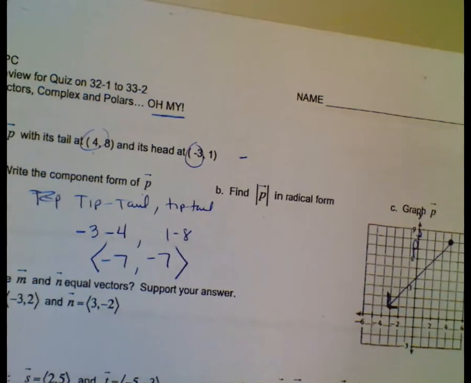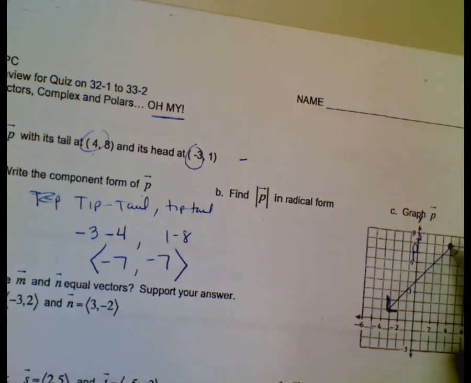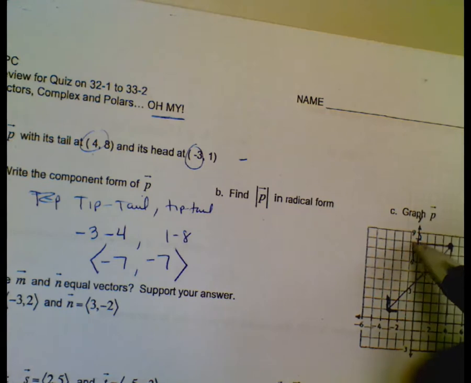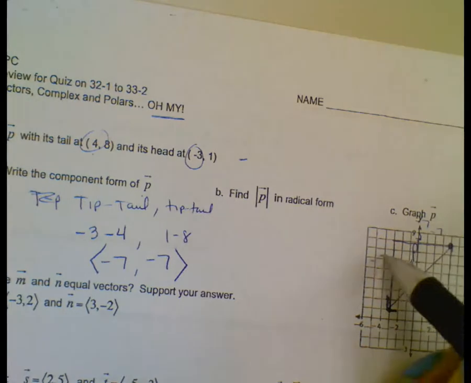How else could we do that? We could count. So you're here. Oops, I'm sorry. You probably had to do this first. You had to go left 7 and then down 7. Left 7, down 7. So it's -7, -7.